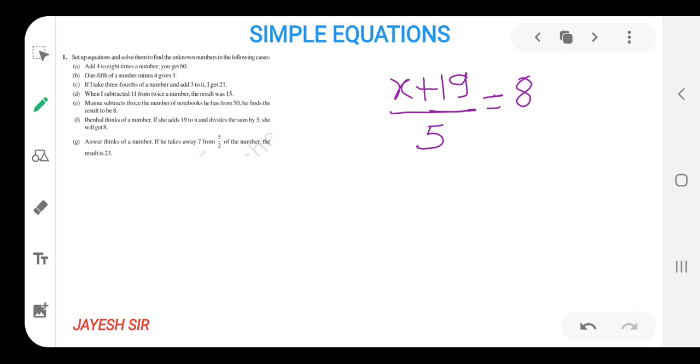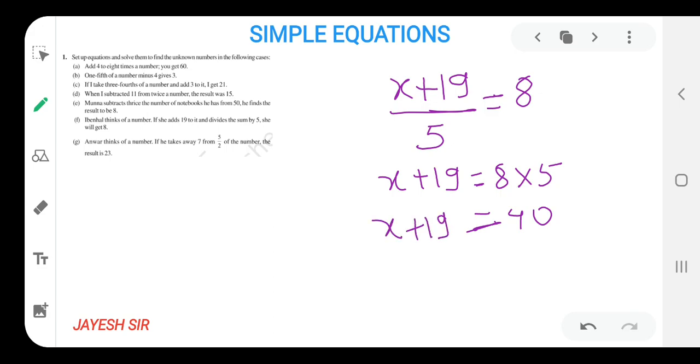Now we will solve. Here 5 is in the denominator. After going this side it will become multiplication. So 8 is already there, first we will write 8 only. So 5 in multiplication over here. 8 fives are 40 will be there. So x plus 19 as it is, and 40.